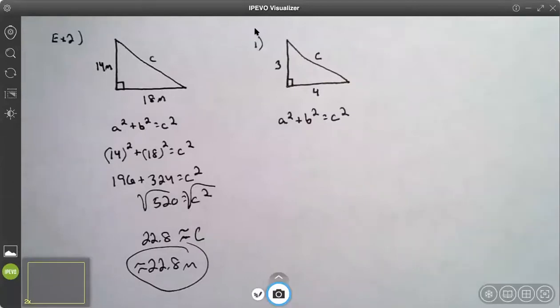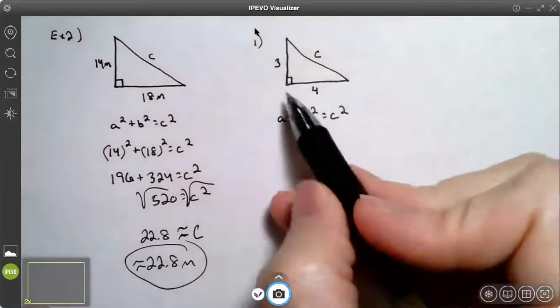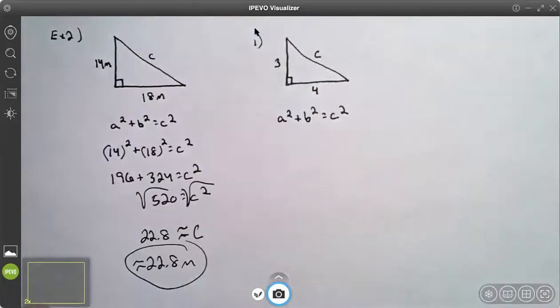Okay, you try one. Try number one. And this will be a good one to have in your notes to look at when you do any others. Number one, your legs are 3 and 4. You find the hypotenuse.